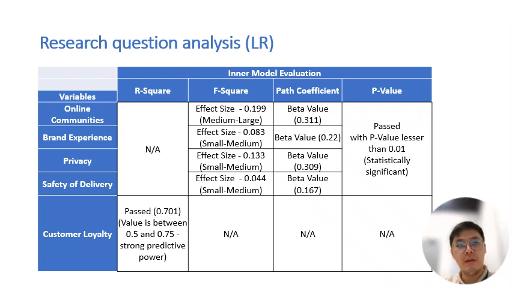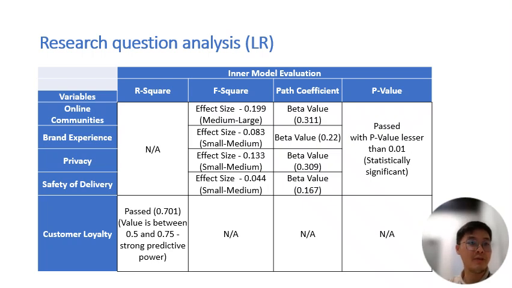For R square, it is all about how much of the DV can be explained by all the IVs. Here we could comfortably say that 70% of customer loyalty is explained by all four IVs, which is good. And when it comes to effect size, we can see that online community has the biggest effect size as compared to the rest.